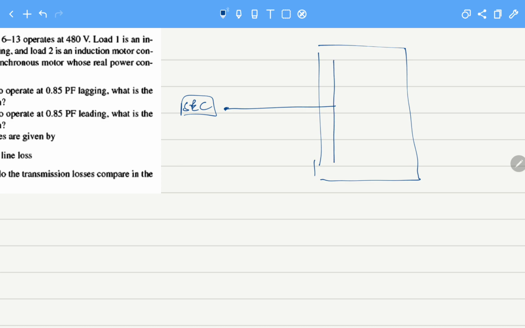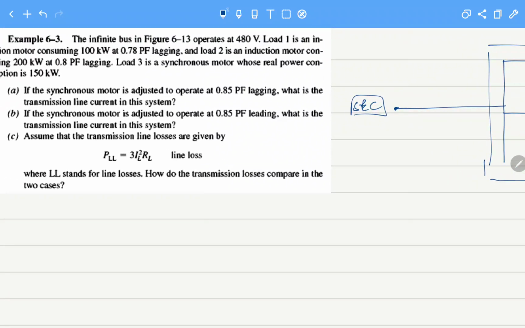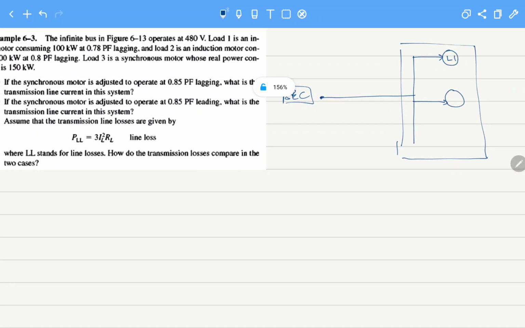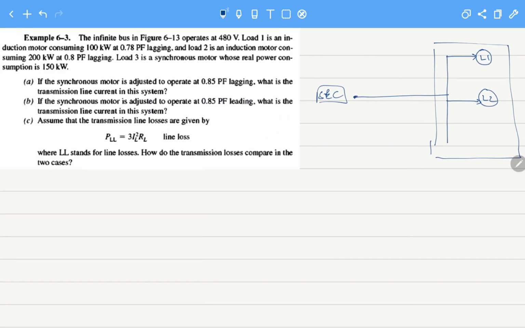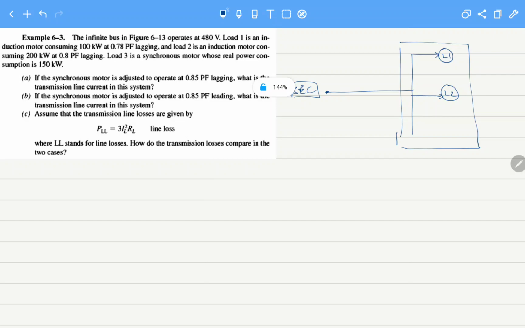and this is the distribution, and inside the factory, the factory has one motor and two motors, large huge motors, or we can say motor bays or units where multiple induction motors are installed. So they are connected, and we call them L1 and L2. L1 is an induction motor, and it is consuming 100 kilowatts, and its power factor is 0.78 lagging.